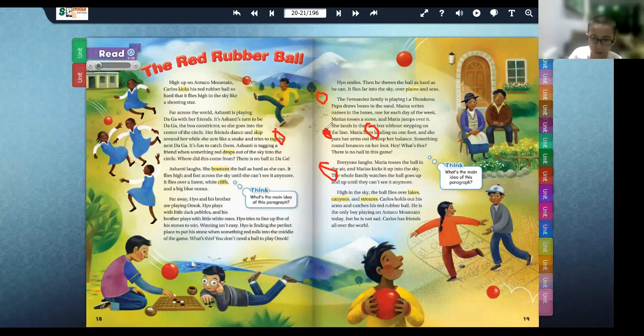So the daga will try to catch or try to tap any of the people in the circle, and those who will be tagged first will be the daga in the circle again. So that's the game daga. All right, there you go. Next.